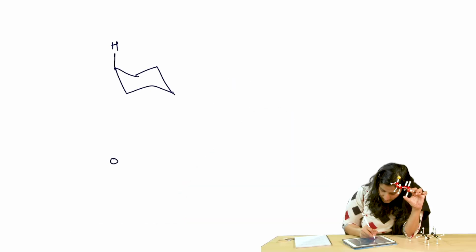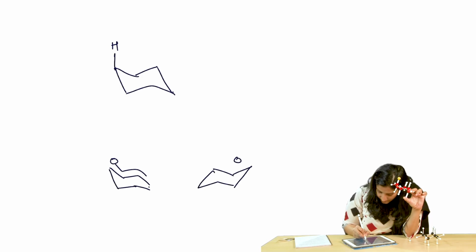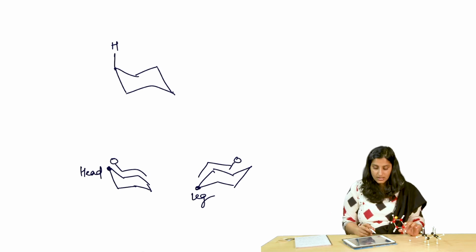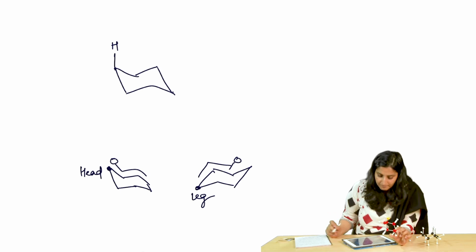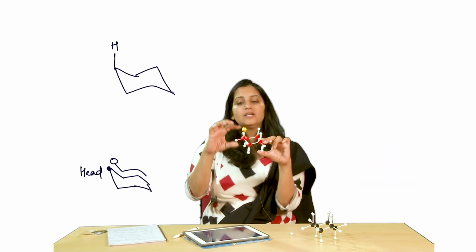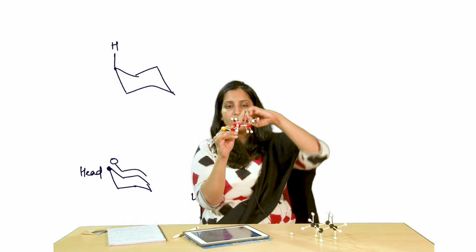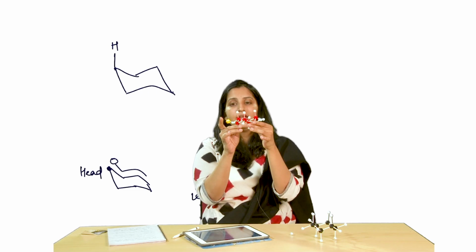So, if you remember these two diagrams, this particular head here has become the leg of this particular chair, right. As the chair interconverts, the head has become the leg. Now, the same way, if I want to interconvert this chair, as you can see, as I twist this and make the head become the leg, what has happened?